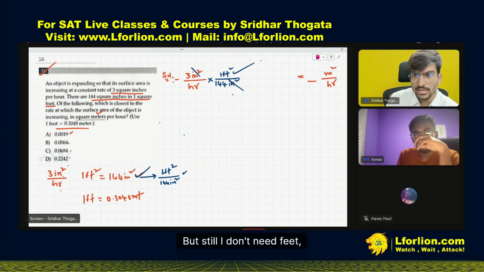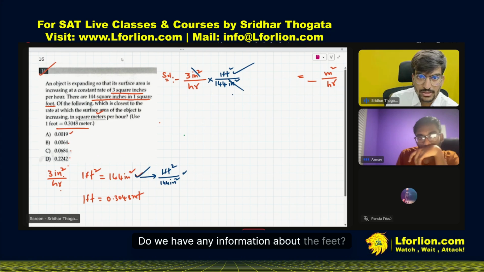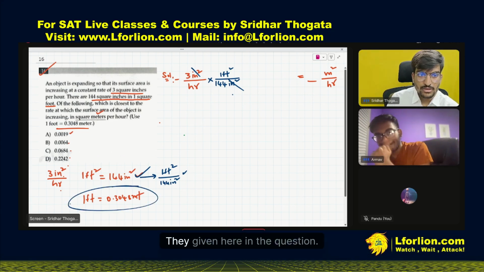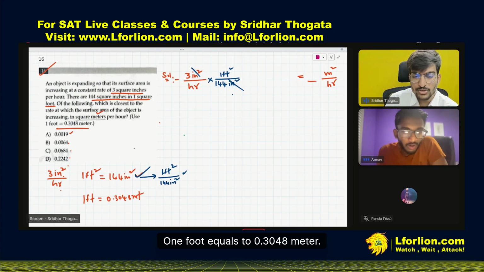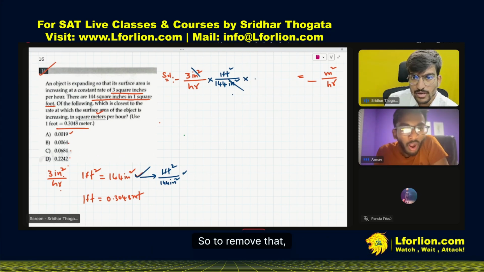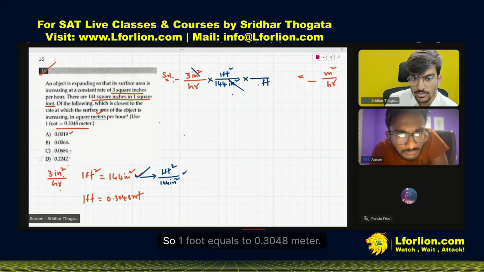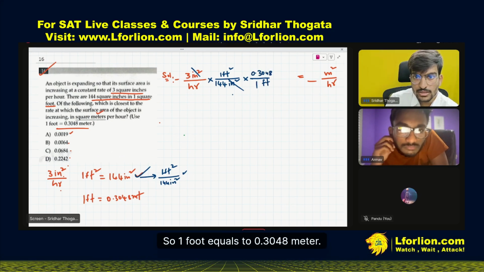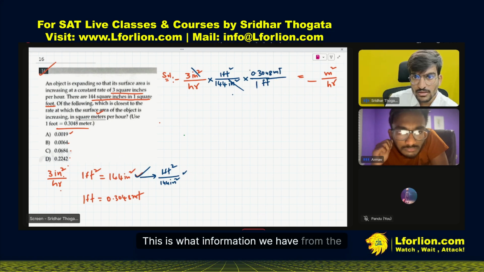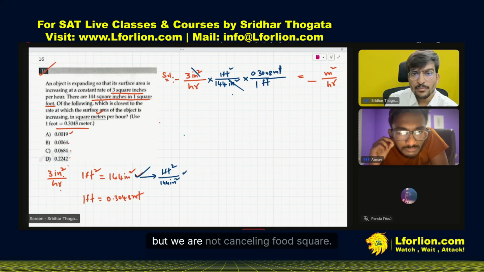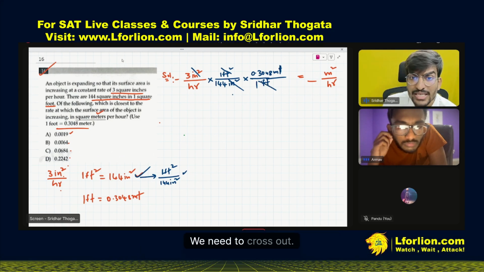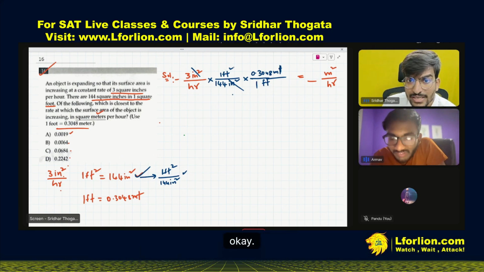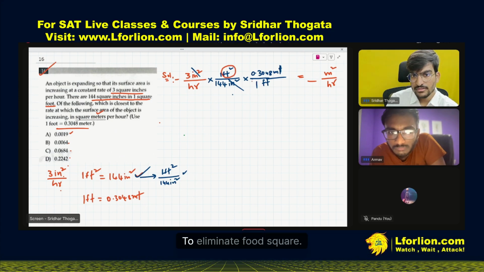But still I don't need feet, I need meter. Do we have any information about the feet? Yes, we have it here. They gave it in the question. 1 foot equals 0.3048 meter. So to remove that, I mean feet square, we write foot. So 1 foot equals 0.3048 meter. This is the information we have from the question. But we are not cancelling foot square; we need to eliminate foot square.